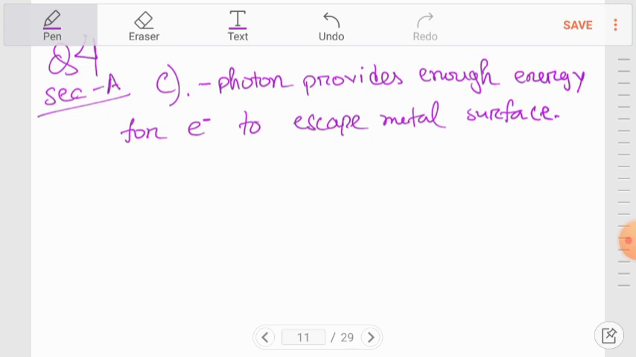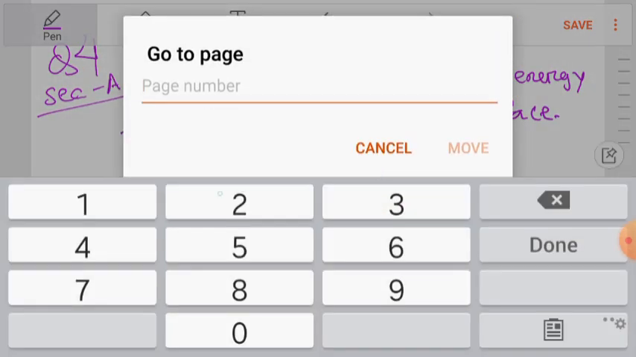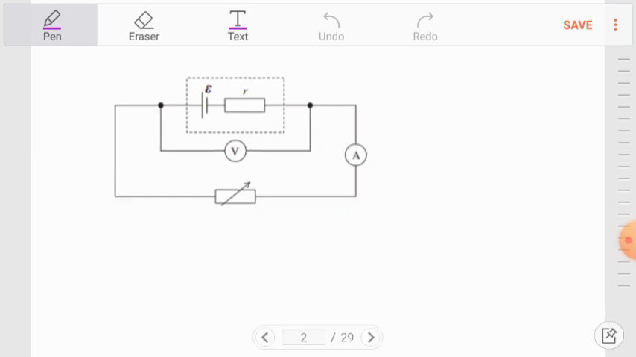Moving to question number 5. Question number 5 and 6 both have a common diagram, and I have already done the diagram before, so I'm just moving to that page. Page number 2 has the diagram for question number 5 and 6. This is the diagram provided in your question paper for question number 5 and question number 6 of section A.